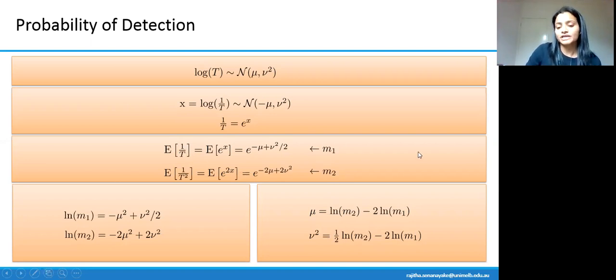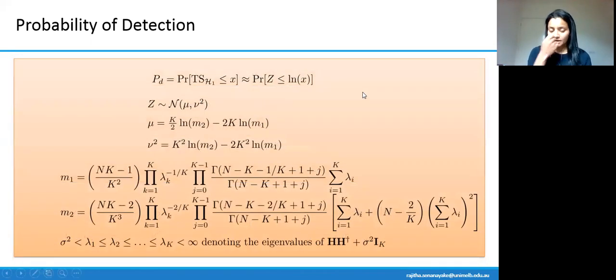So that is the approach that we took. If you have a random variable of which the log value has a Gaussian distribution, you can find the mean and the variance of that Gaussian distribution by simply finding the first and the second moments of 1 over that random variable. That is the approach that we took in deriving the probability of detection.